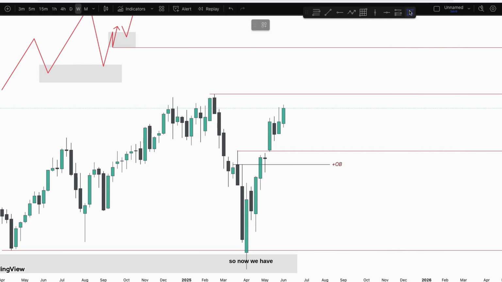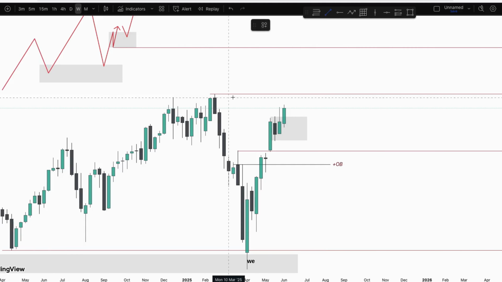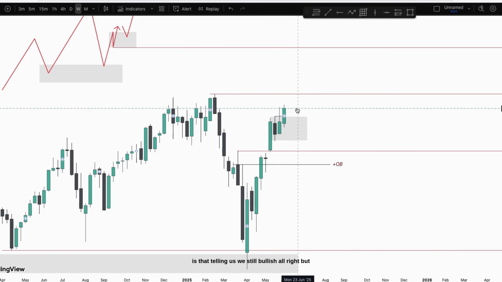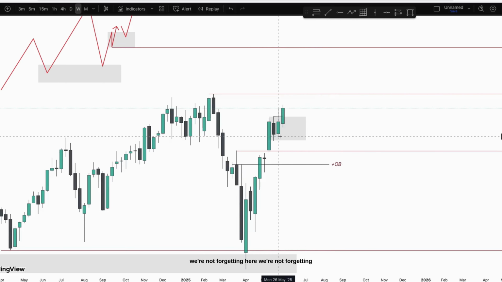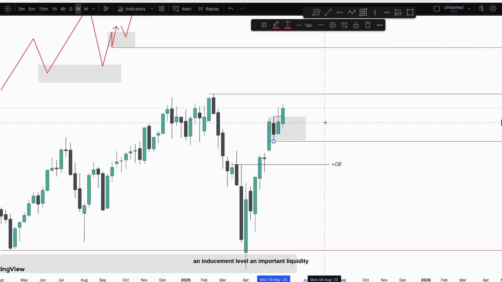So now we have this level here, which price clearly closed above. Okay, remember the candles that I talked about also in the previous videos. We closed above this. What is that telling us? We're still bullish, all right? But we're not forgetting this. This is going to be an inducement level, an important liquidity in the market, all right?